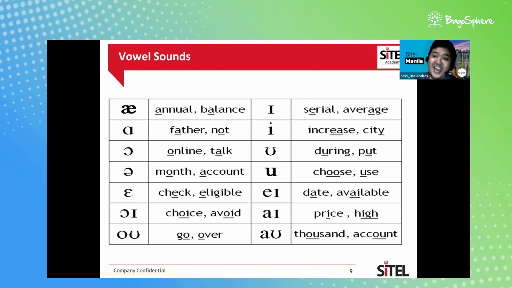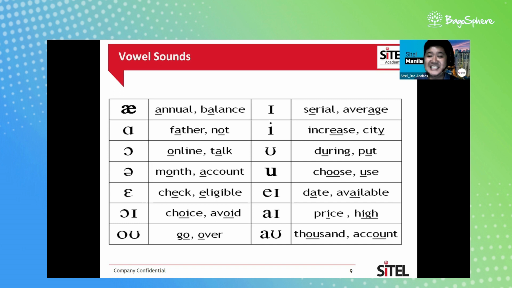Next is the diphthong A. Sounds like the letter A. And how do you say the words? It's date and available. Next sound is the diphthong I. And how do you say the words? It's price and high. And next is the diphthong ow.